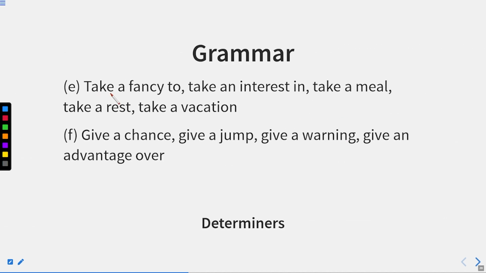Take a fancy to, take an interest in, take a meal, take a rest, take a vacation, etc. Give a chance, give a jump, give a warning, give an advantage over. So, if we use any of these phrases in our sentences, they should be used as they are. If they contain an indefinite article, they should keep it, and if they do not contain one, they should not have one. So these are some phrases that should be used as they are.